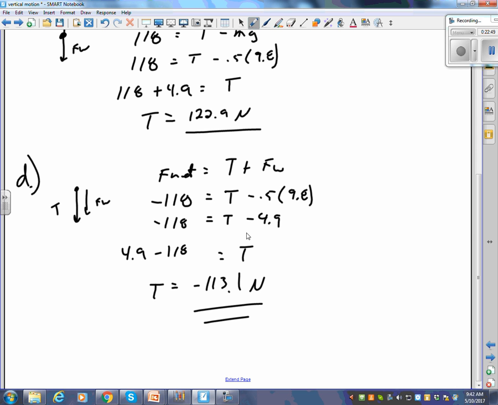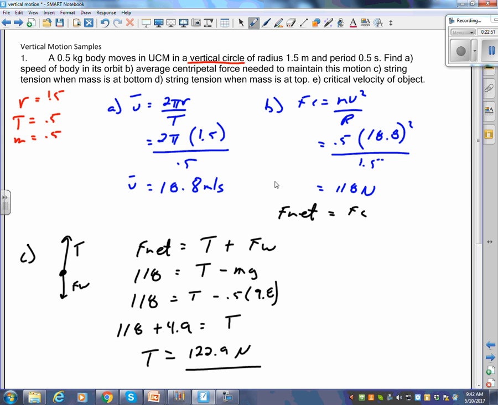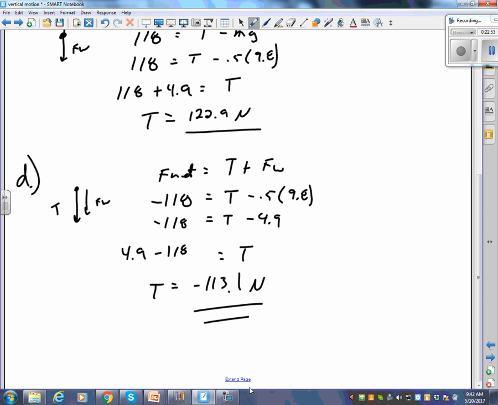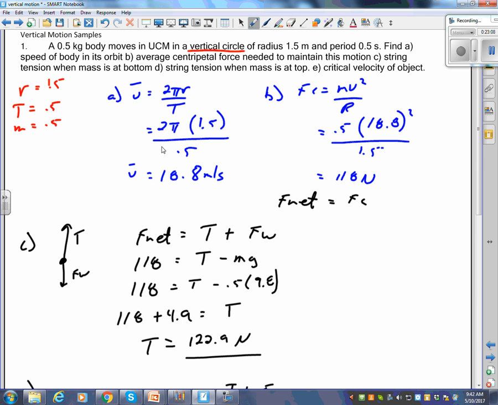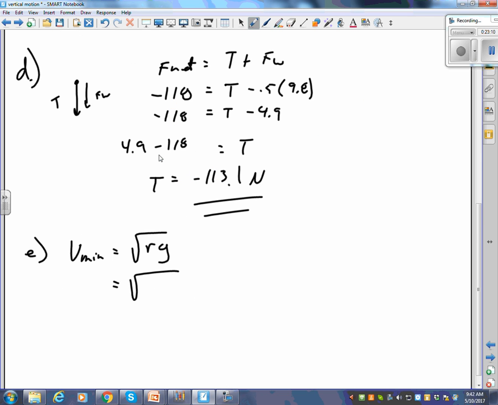I think there's one more question, right? Doesn't it ask for the critical velocity? And that one is probably the easiest one. The formula was V min is the square root of R times G. Radius, I gotta look back, 1.5. Should I put negative 9.8 in there? Well, it actually does matter. Most of the time it doesn't, Connor, but in this case it does.